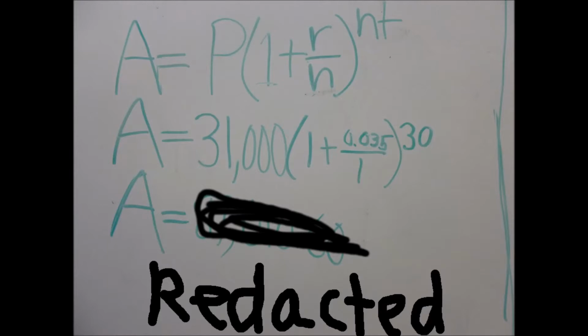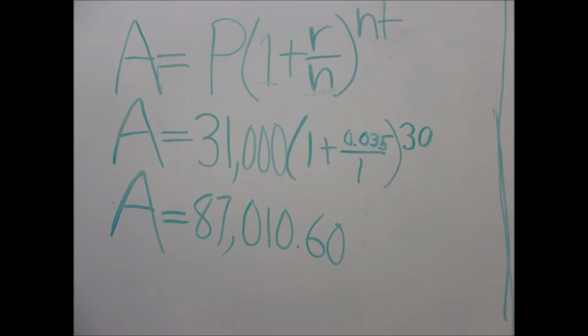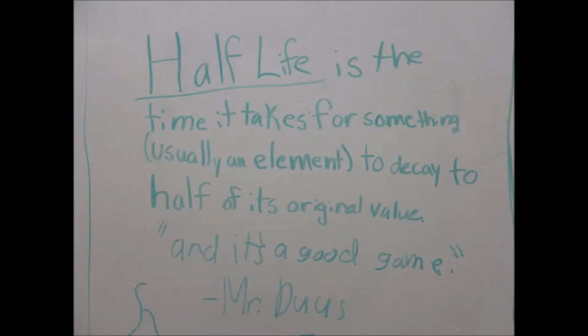And when you plug that in, A equals 87,010.6. So one of the common problems we'll be using these formulas for is half-life. Half-life is the time it takes for something, usually an element, to decay to half its original value. It's usually used for radioactive decay of different types, and also chemicals decaying in the body, like certain medicines. And it is decay, so it's going to be minus 0.5 for the rate.